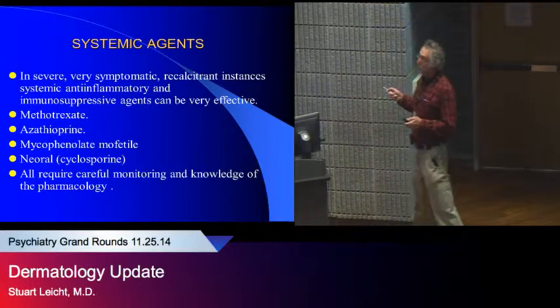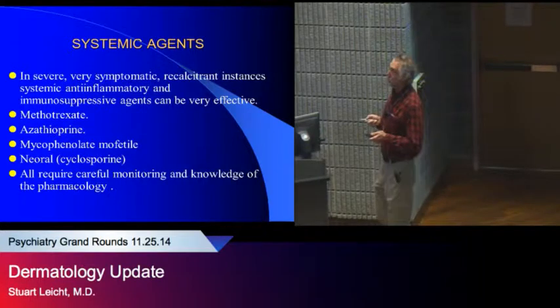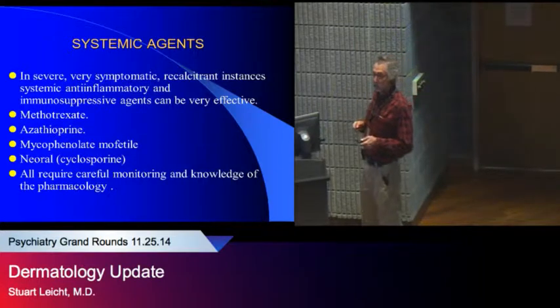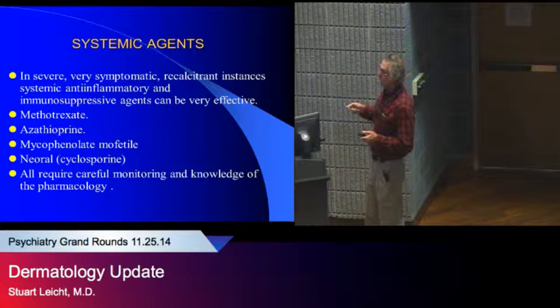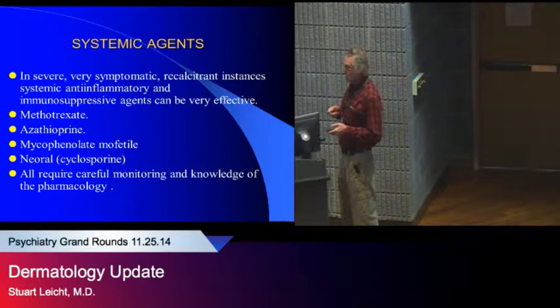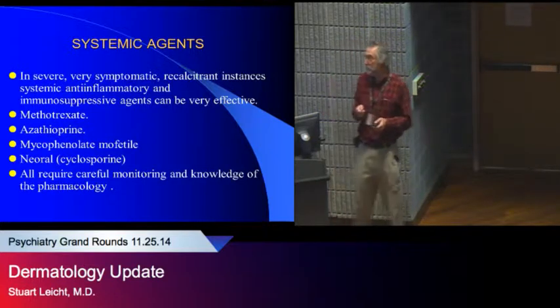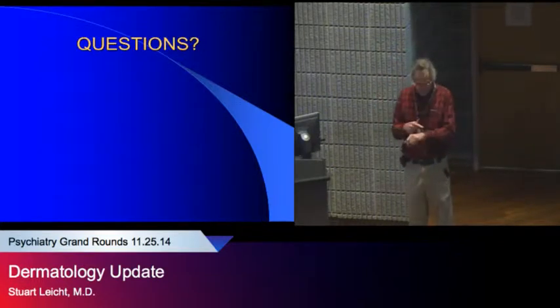Systemic agents, we frequently use these. We treat it like psoriasis in severe, very symptomatic, recalcitrant instances where you're having to use steroids all the time. You need to think about using immunosuppressive agents, typically methotrexate, azathioprine, Cellcept, or mycophenolate mofetil. Neoral is the fastest acting agent in low doses. It's good. These all require specialized monitoring and knowledge of the pharmacology to do well with that.